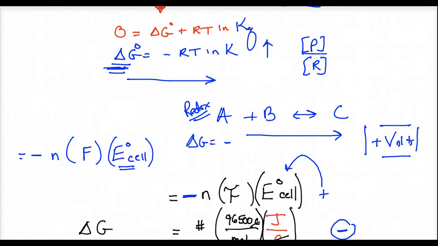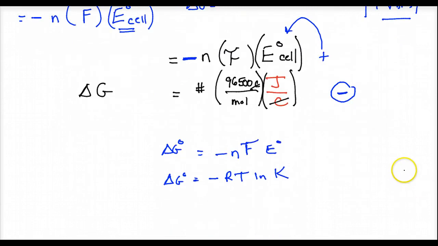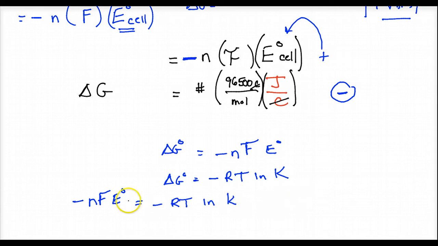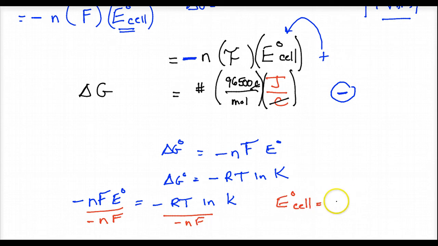Okay? Because if I don't have that, that's non-standard conditions. So if I set these equal to each other, negative nFE0 cell equals negative RT ln of K. I'm going to divide by negative nF, and what I get is E0 of cell, the tablature voltage, equals RT over nF, Faraday's constant, ln of K. Now what does this mean?